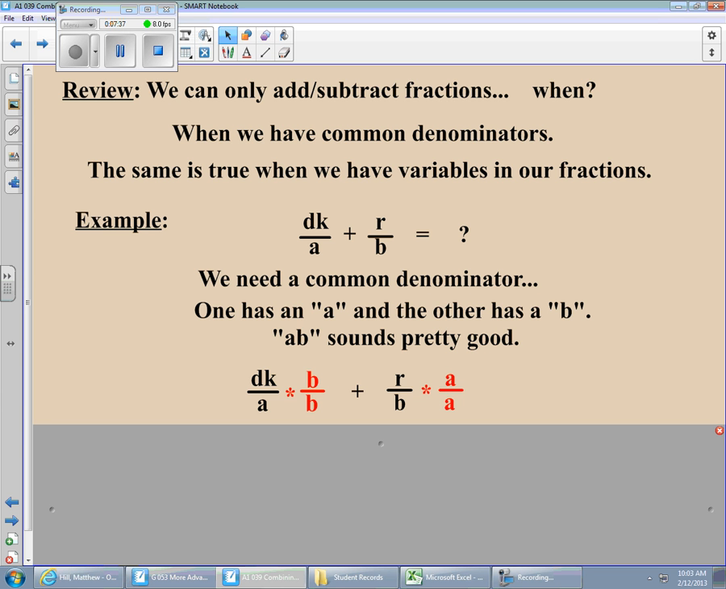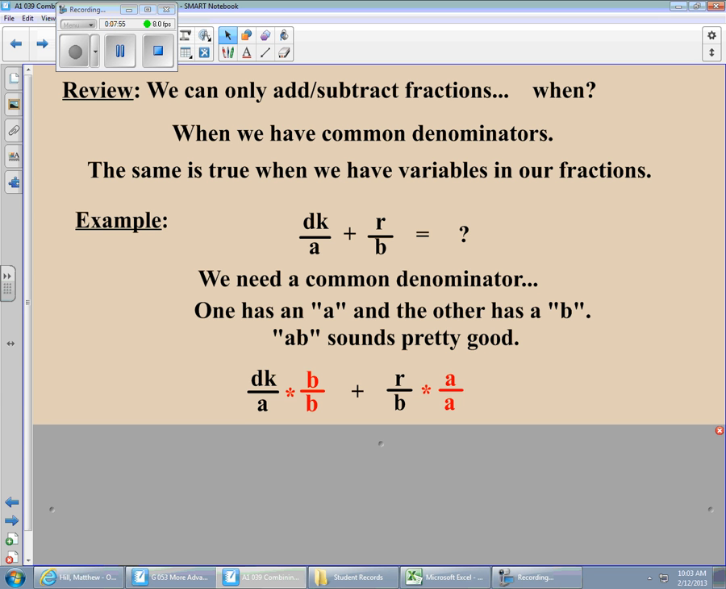Well, let's look here. Back to the problem. In this little multiplication on the left, we have a times b in the denominator. That's going to be ab. Denominator on the right, b times a. That's going to be ab. Is that going to get us our common denominator? Yeah, it's going to be the same in both cases.